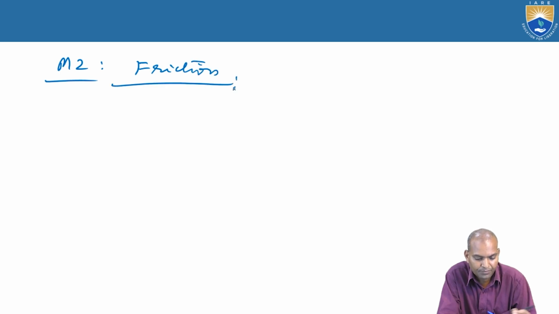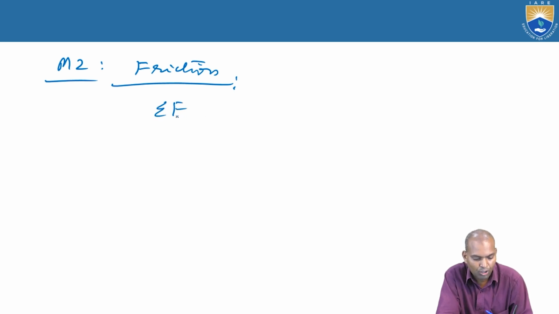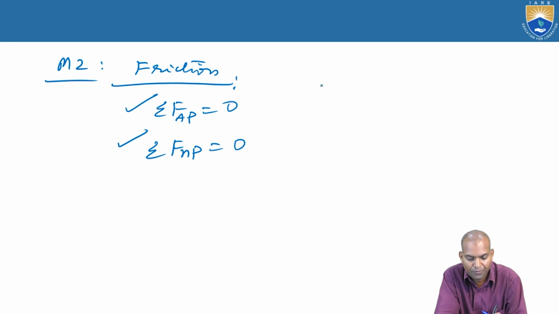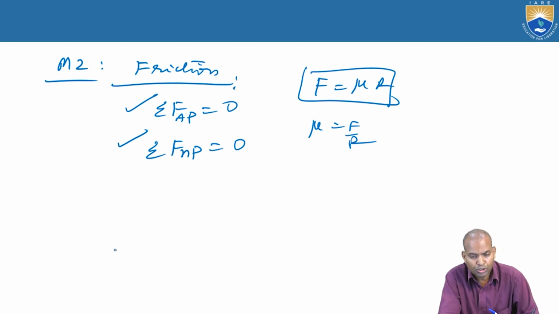In the case of friction, the equilibrium conditions are that along the plane, sigma AP equals 0, and normal to the plane, sigma NP equals 0. We have to resolve the forces. These are the equilibrium conditions we have to use. What is the law of friction? F equals mu times R, and mu equals F by R. Here the surfaces are rough surfaces, so the problems come under this category of friction.